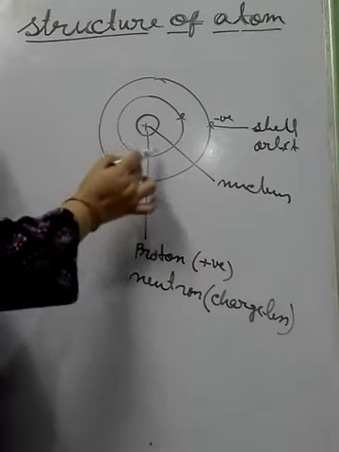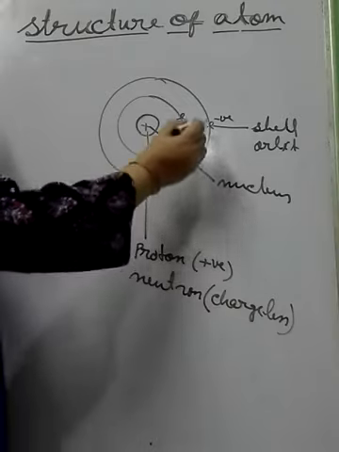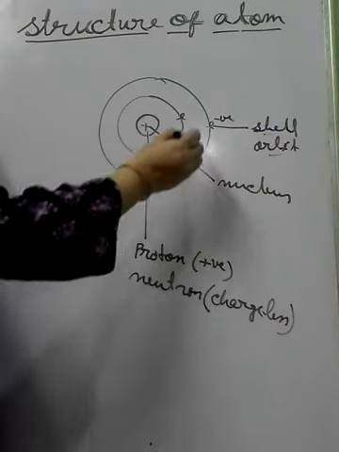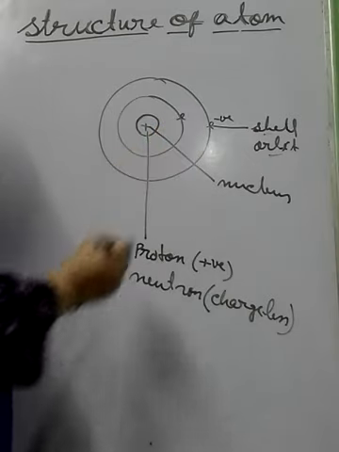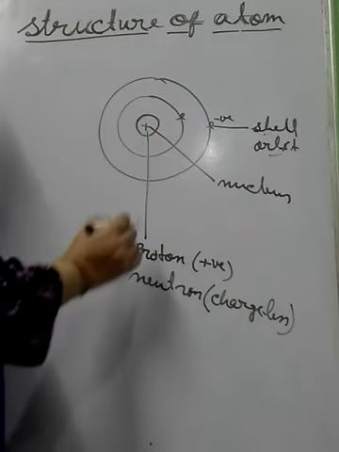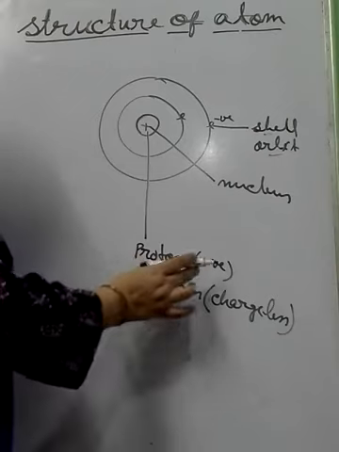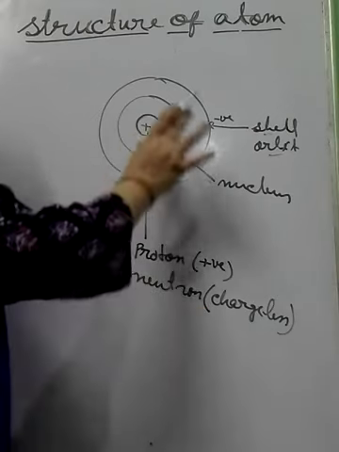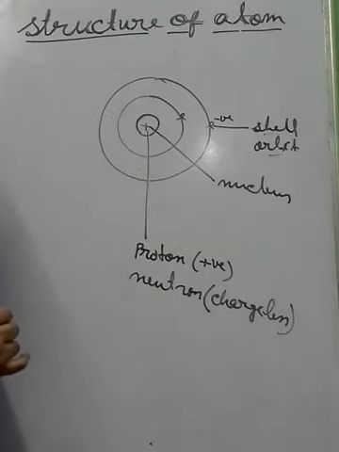Around this nucleus, in some imaginary part, which we call a shell or orbit, electrons are continuously revolving. Electrons are negatively charged, and inside the nucleus we have positive protons and chargeless, or neutral, neutrons. So these three particles are there inside the atom.